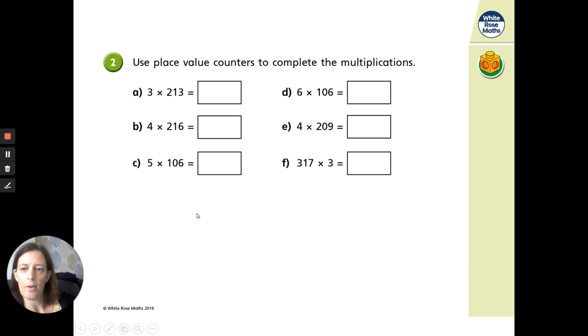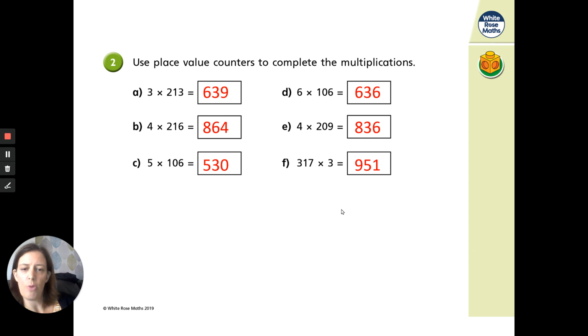Okay, let's check. First one. 3 times 213, 639. Next one. 4 times 216, 864. 5 times 106 is 530. 6 times 106 is 636. 4 times 209 is 836. And then the last one, 317 times 3 is 951. So pause the video if you need to check your answers off there.